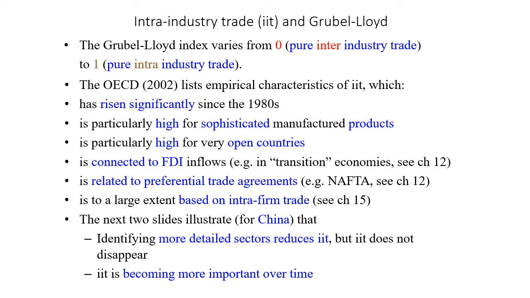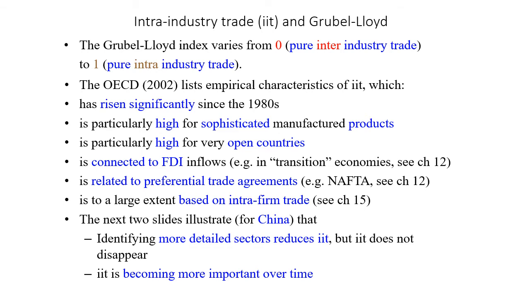We also have the OECD, the Organization for Economic Cooperation and Development. They have listed some characteristics for IIT, which stands for intra-industry trade. They have found that the value of this Grubel-Lloyd index has risen quite significantly since 1980. It is also particularly high for sophisticated manufacturing products. It is also high for very open economies, meaning they have very few restrictions, and is also connected to FDI, foreign direct investment inflows. This is more relevant when you look at transition economies, and that will be in chapter 12.